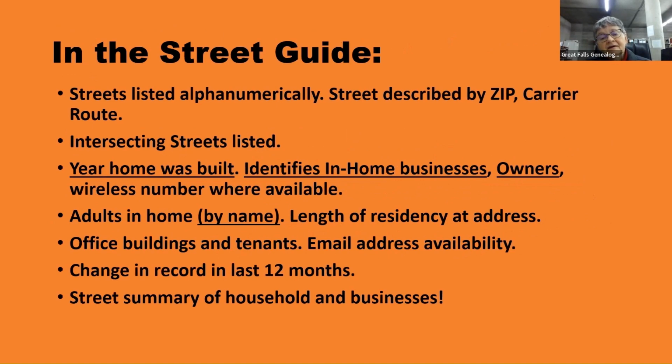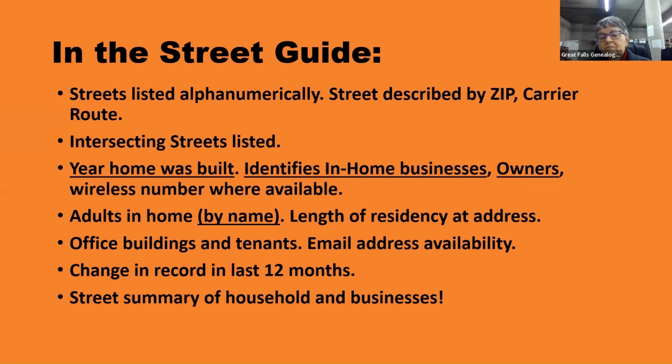In a street guide, the streets are listed alphanumerically and described by zip and carrier route. The intersecting streets are listed. Now, that's the same as what we saw in many of these city directories for years, but these carrier routes are something else. This will also tell you in the street guide for that address the year the home was built. Trust but verify that one. It identifies whether it's an in-home business, who the owner of the business is, and is there a wireless number, and it's available right there if it's public.